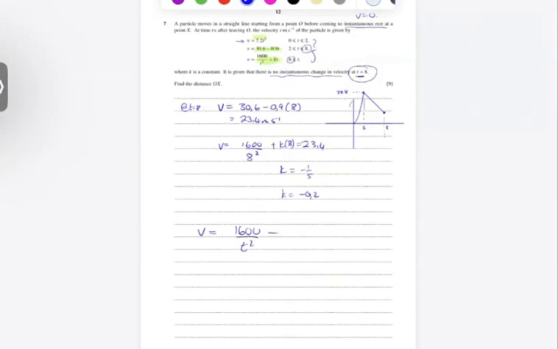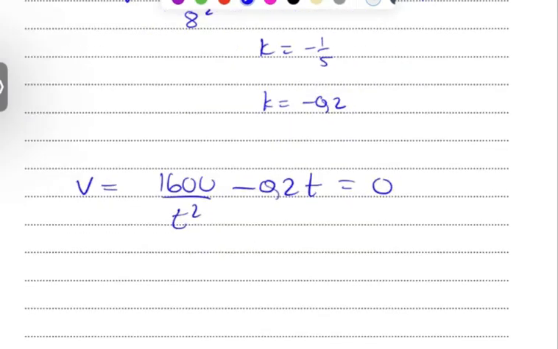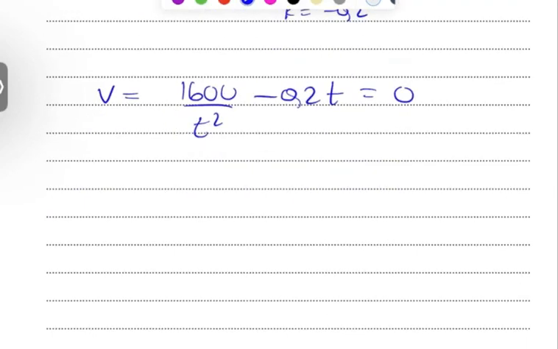So I'm going to say minus 0.2 t, and I'm going to make that equal to 0. That's where it's going to cross the x-axis. Let's multiply through by t. So 1600.